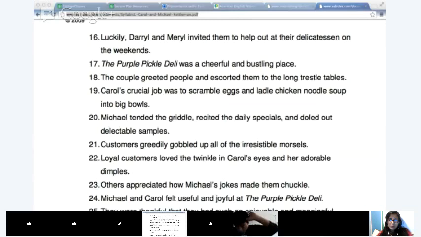Okay. Go ahead, IU. Luckily, Daryl and Merrill invited them to help out at their delicatessen on the weekends. Oh, hey, delicatessen. Were you practicing before the lesson? That was really good. Okay. So here we go. So the purple, this almost sounds like a tongue twister. The Purple Pickle Deli was a cheerful and bustling place.